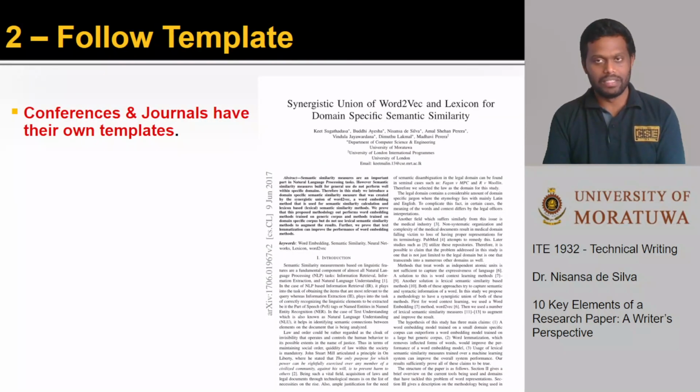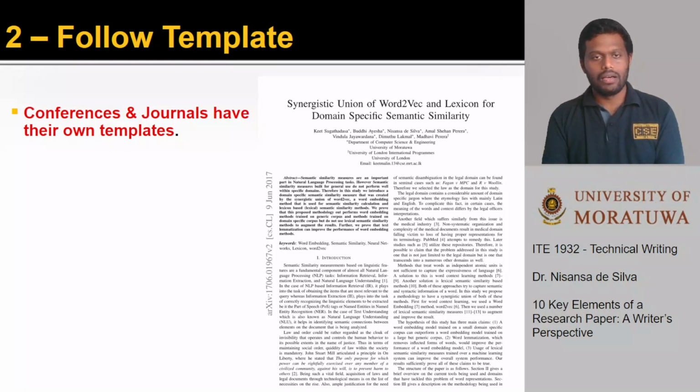The second thing to consider is to follow the template. Most of the time, conferences and journals will have their own templates. They derive this from whatever the publishing body that they are connected to. So if you are publishing in an IEEE conference or a journal, they would be following the IEEE format. Sometimes they might be following the ACM format or ACL format, and so on and so forth, depending on the field of specification that you are working on.